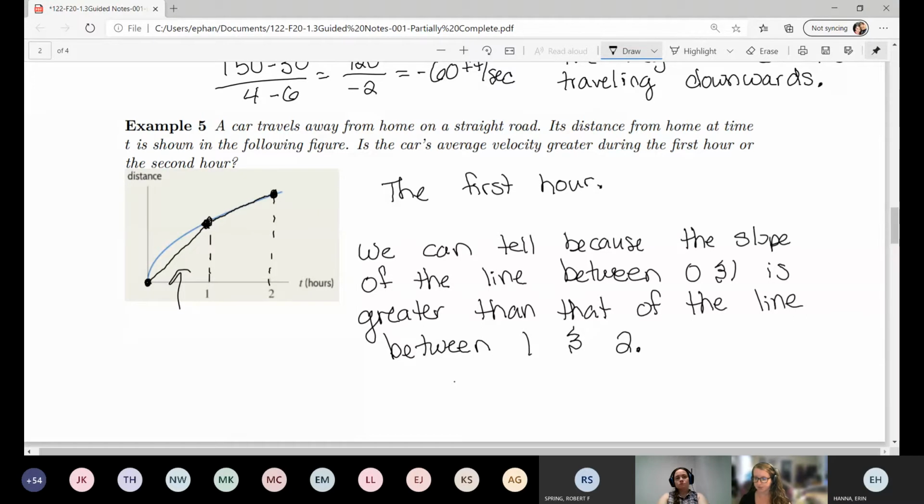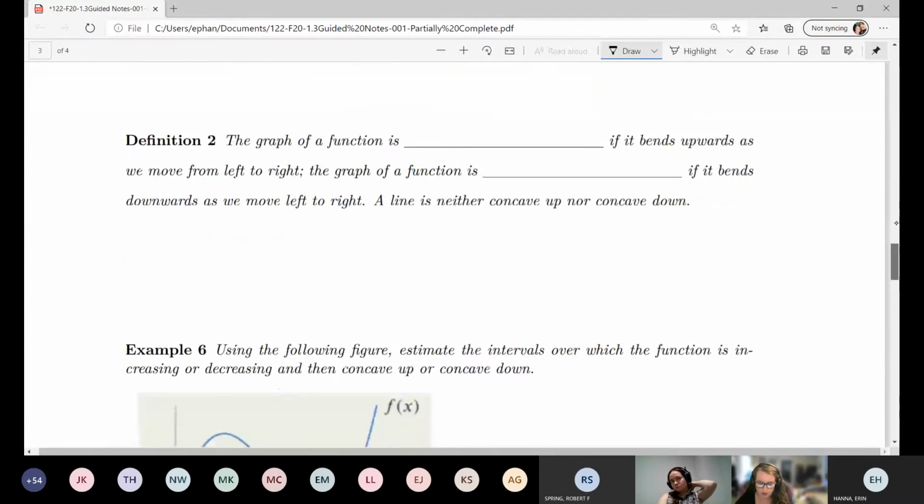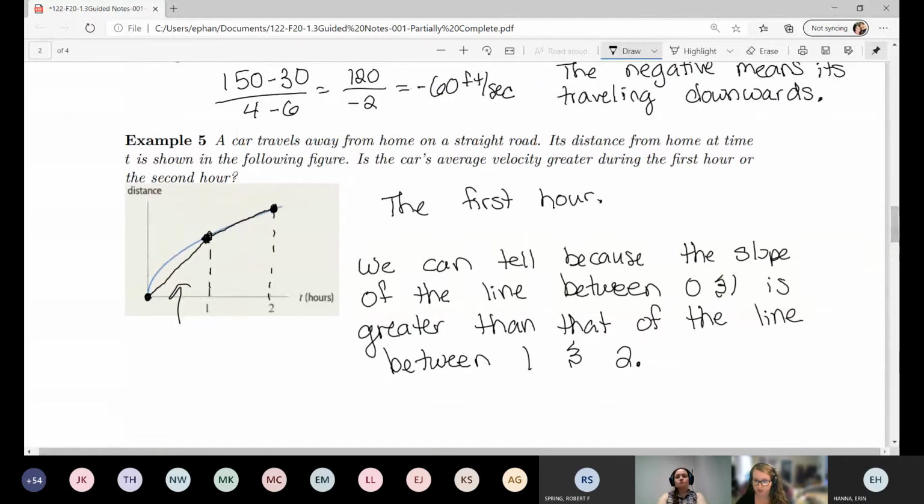Savvy? Questions? All right. Any questions about average rate of change? Because I'm going to move on to a completely different concept. Going once. All right.